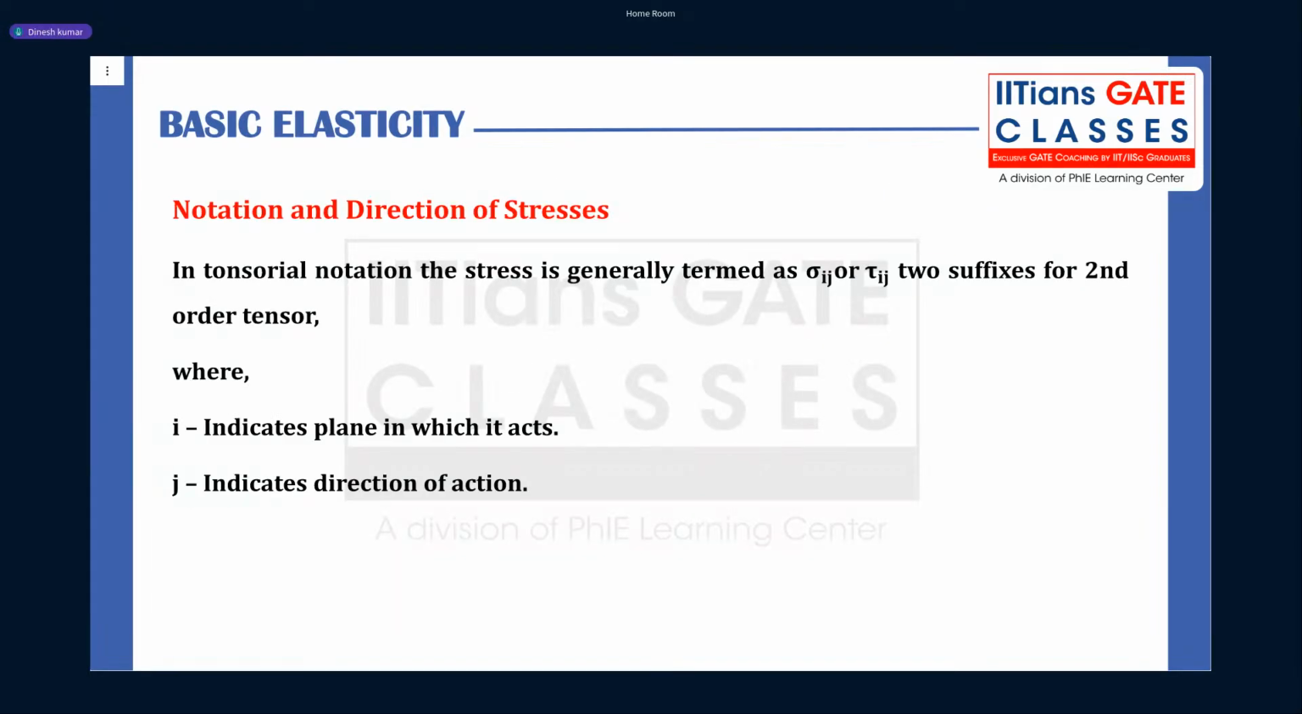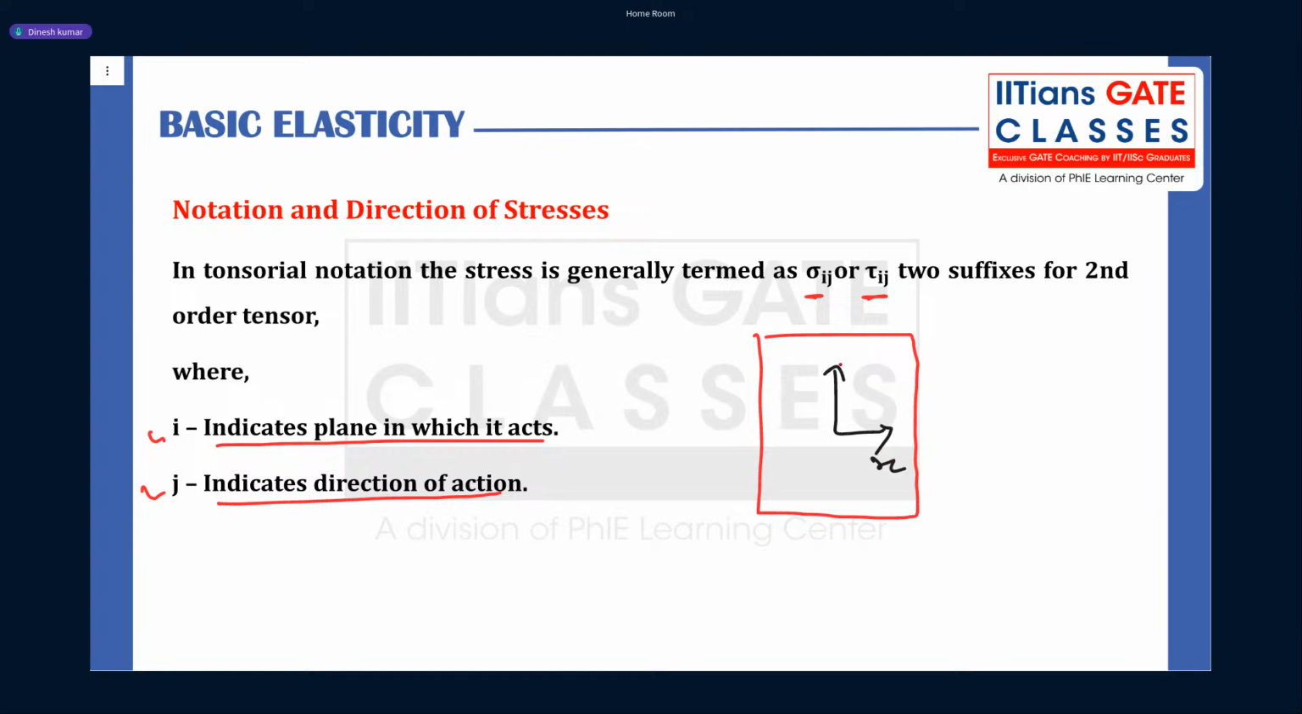Okay. So once you know stress is a tensorial quantity, we can denote, as I told, in a tensorial or mathematical form by sigma ij or tau ij, where there are two suffixes, right? So i indicates the plane on which it acts. j indicates the direction in which it acts.